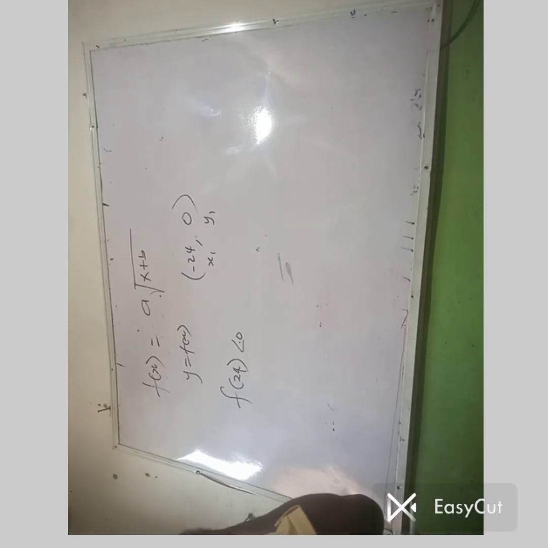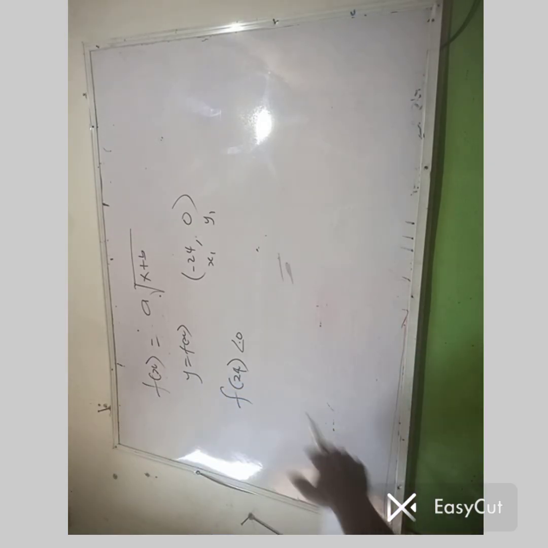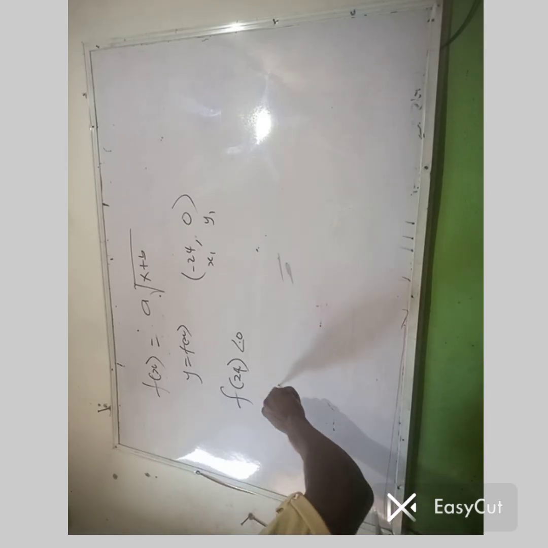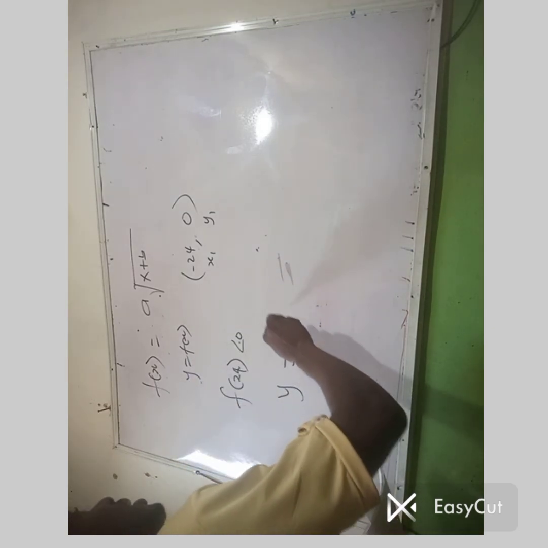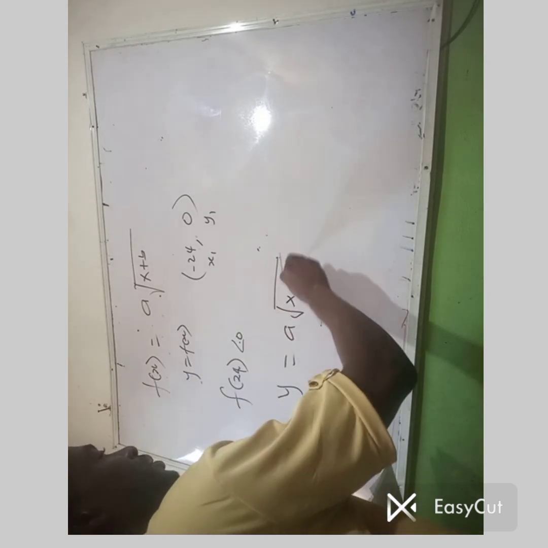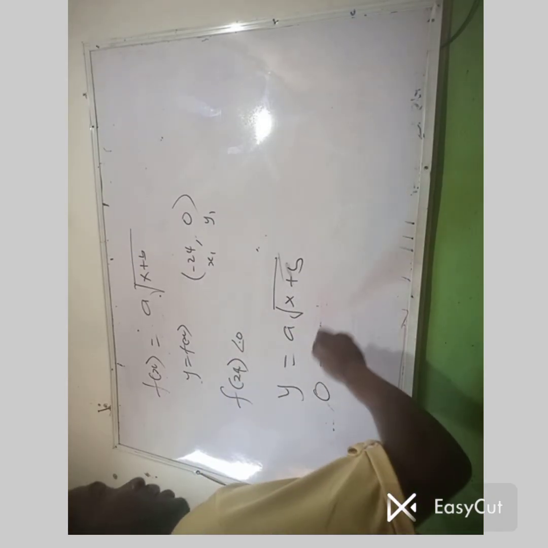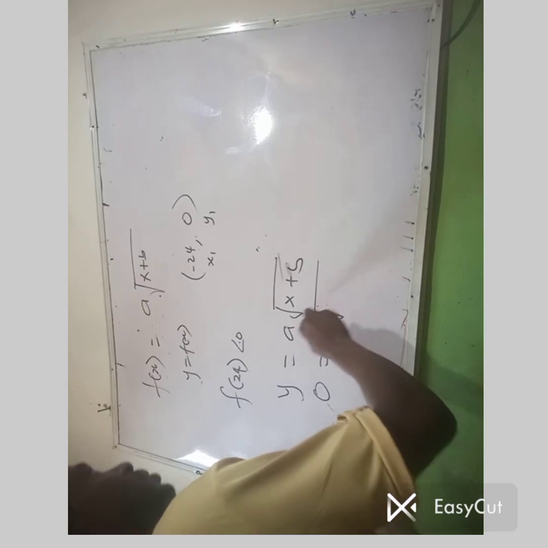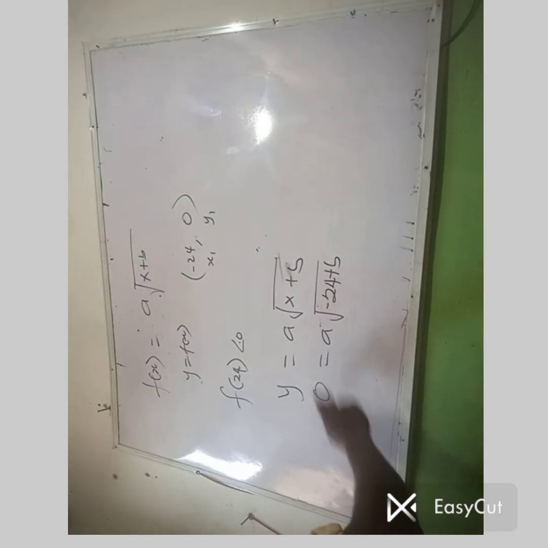So how do you go about this? You say, which of these is true? There are a lot of options there. Now, what to do is that you first of all substitute. So we have y is equal to what? Because this is the same thing as f of x. y is equal to a square root of x plus b. Then you put x and y where they belong. That 0 is equal to a square root of minus 24 plus b. Divide both sides by a.